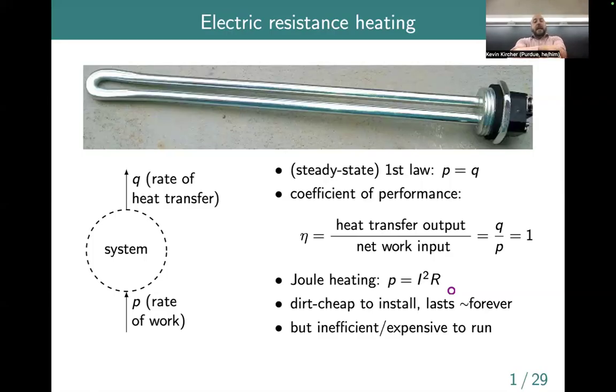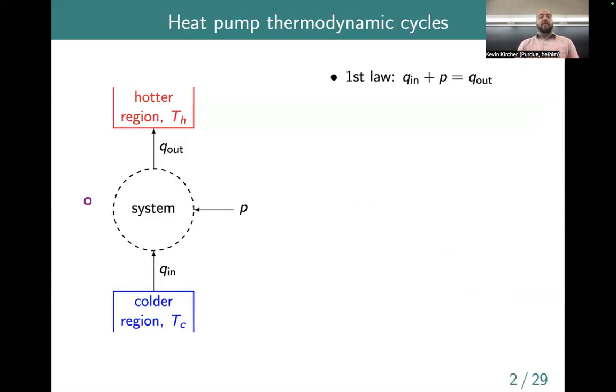So the nice thing about resistance heating is that it's super simple, basically no moving parts, extremely robust, and super cheap. You don't need a complicated machine. You just need a hunk of metal. The downside is that it's pretty expensive to run, so not very efficient. So if we want a more efficient form of heating with electricity, we move to what's called the heat pump.